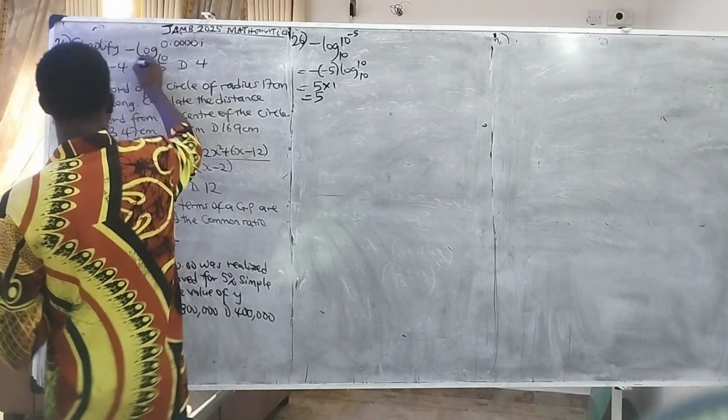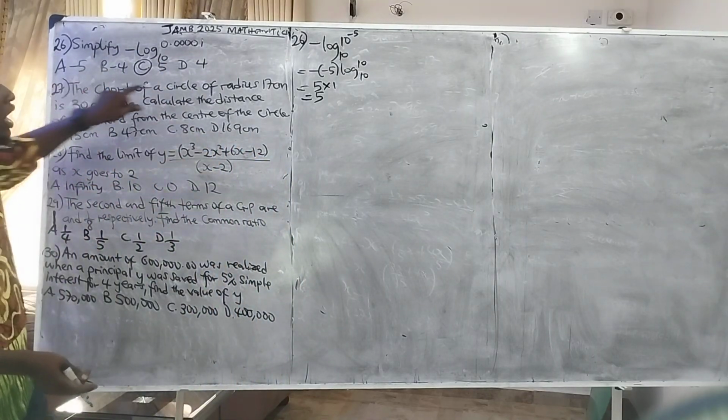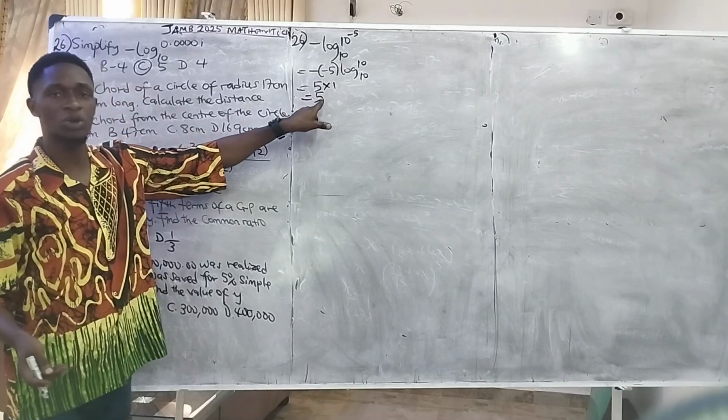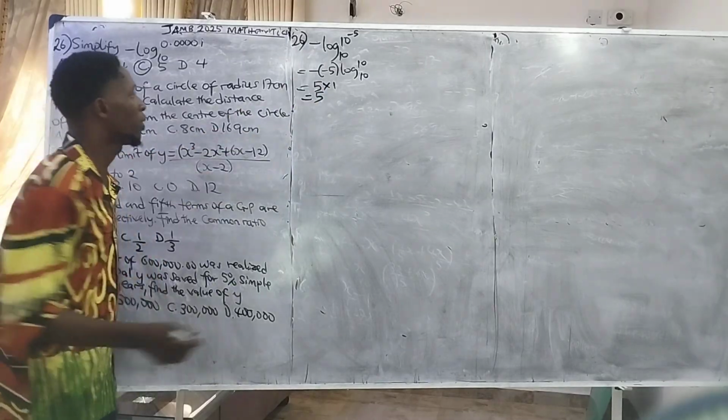Option C. You can see we have minus 5. Had it been that there was no minus here, the answer would have become minus 5. But minus times minus is plus.